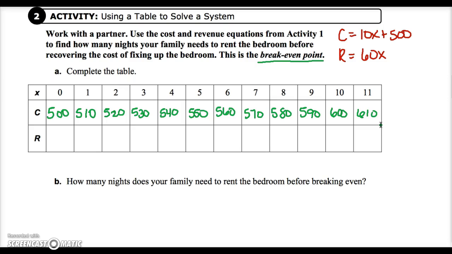And then we're going to do the exact same thing for the revenue. Okay, the equation for the revenue was just simply $60 per night. So $60 times however many nights there were. So 60 times 0 is 0. Obviously, if they're not staying there, you're not making any money off of it. 60 times 1 is 60. 60 times 2 is 120. 60 times 3 is 180. And we just keep going from here.